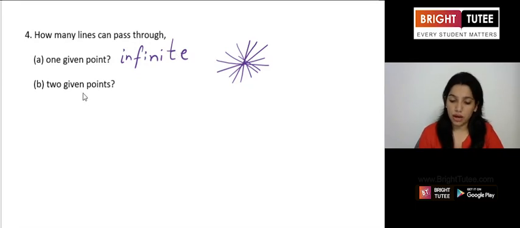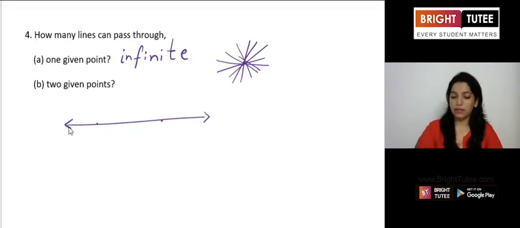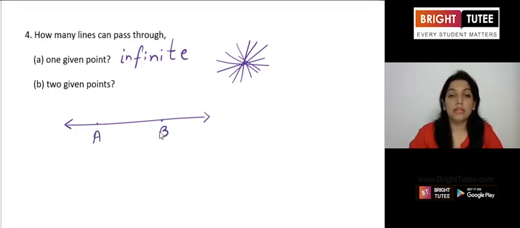Now it says how many lines can pass through 2 points. I think I can draw only one line which can pass through these points. I can just name them A, B. So you can clearly see that if I have got 2 points, only one line can pass through it. But if I had just 1 point, I have infinitely many lines passing through it.